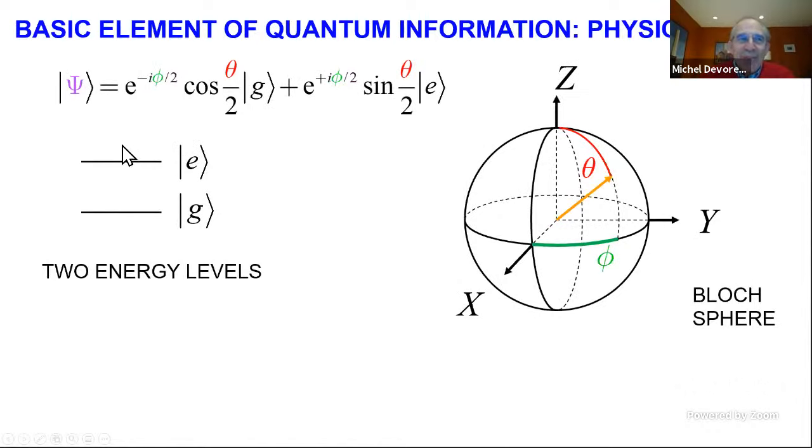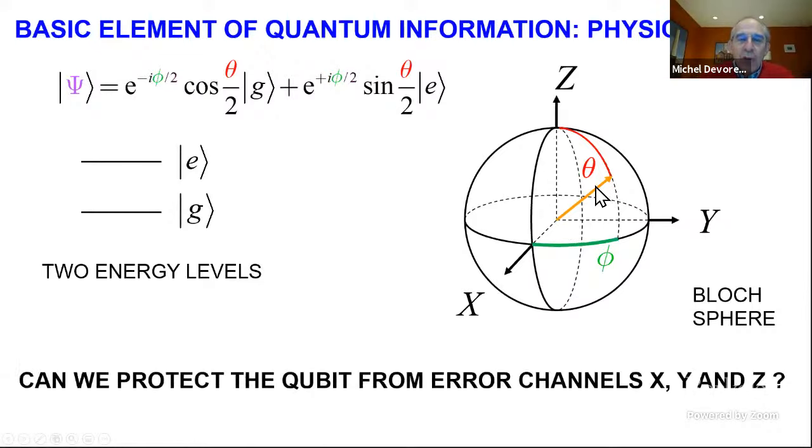So, to start very simply, you all know that what we call a physical qubit is 2 levels, generally the first 2 energy levels of a quantum system. We represent the state of the system by a point on the Bloch sphere. And the question that we are asking in our experiments is, can we protect the qubit from the 3 error channels labeled X, Y, and Z, which represent in this effective spin language 3 orthogonal random fields that will randomly shake the qubit and make it decohere.